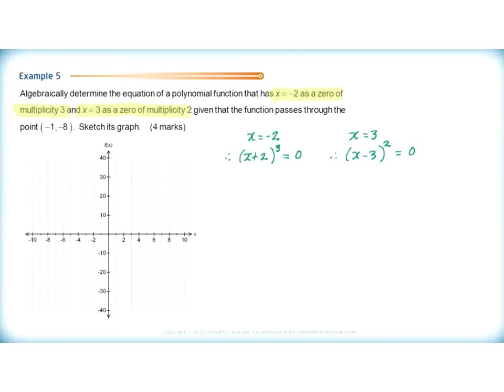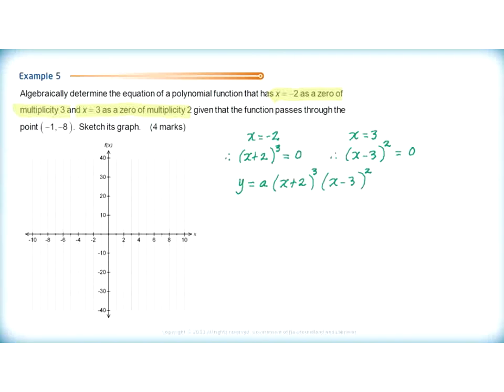In order to determine the equation of the polynomial function, we have y equals a multiplied by x plus 2 raised to the power of 3 multiplied by x minus 3 raised to the power of 2.